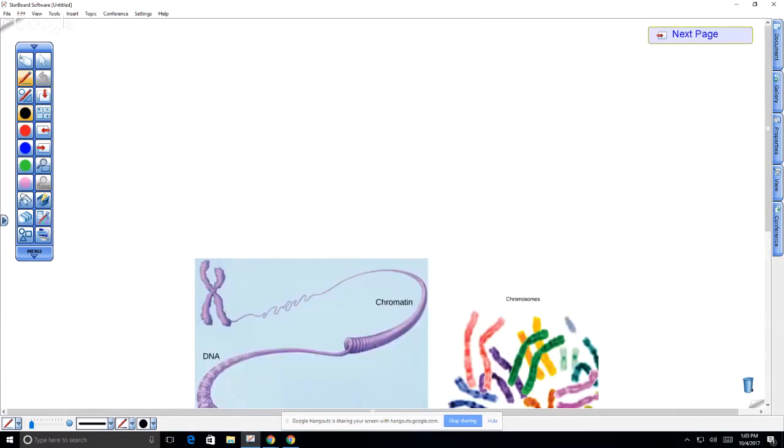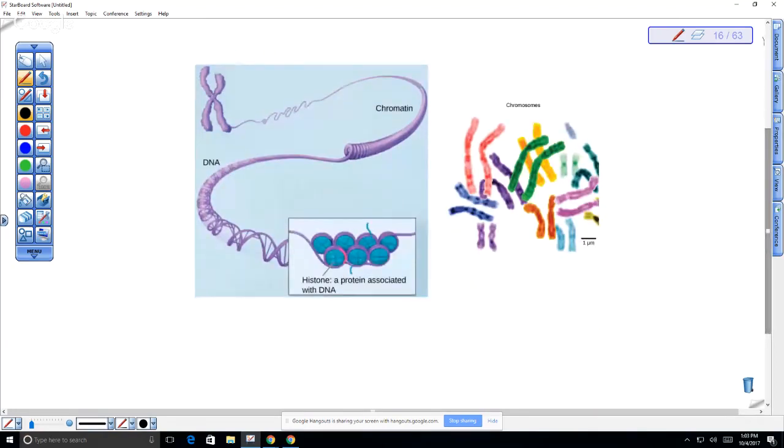Okay, so this is just another picture showing the chromatin, right? And the way that it gets packaged, we'll talk about this later too, is it winds itself around proteins. These proteins are called histone proteins. And so this is a color-coded picture of chromosomes. And you'll notice that they come in pairs. That's because you get one set of chromosomes from your father and one set of chromosomes from your mother.